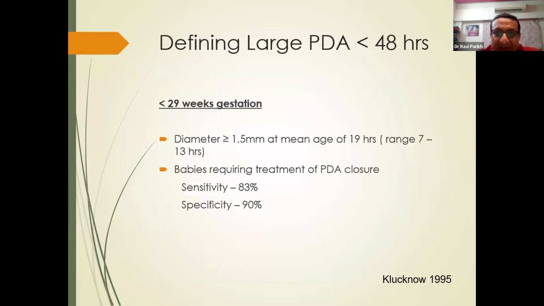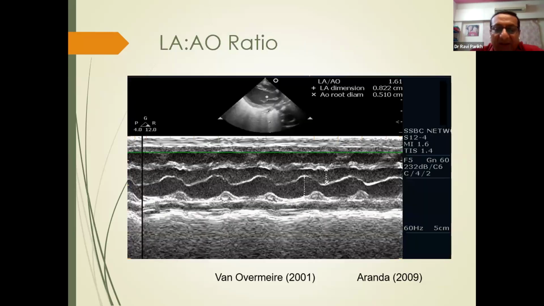Defining a large PDA in a baby less than 48 hours old: the duct diameter, as I told you, if the ductal diameter is more than 1.5 millimeter at the age of 19 hours, in the first 24 hours, and the baby requires treatment for PDA closure, the sensitivity and specificity are very high. So the first thing we have learned is the ductal diameter. The second thing you note down that you need to learn on Friday is the LA/AO ratio.